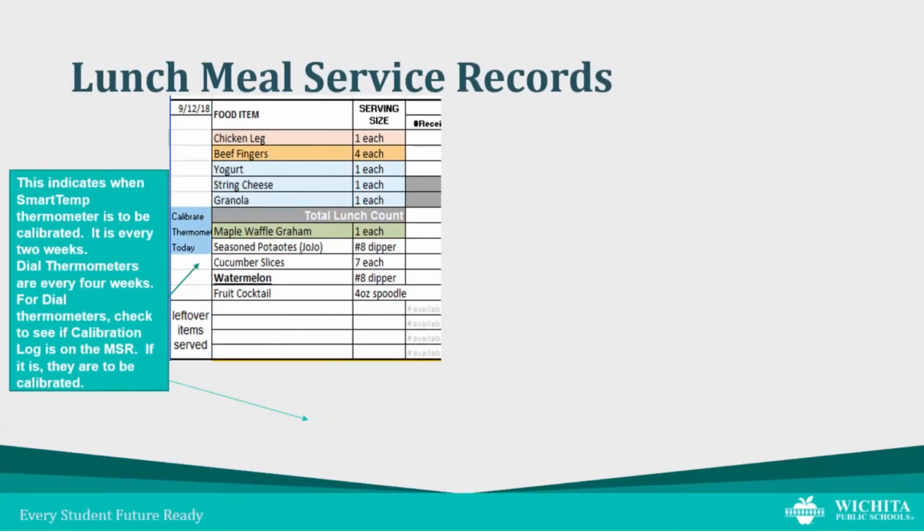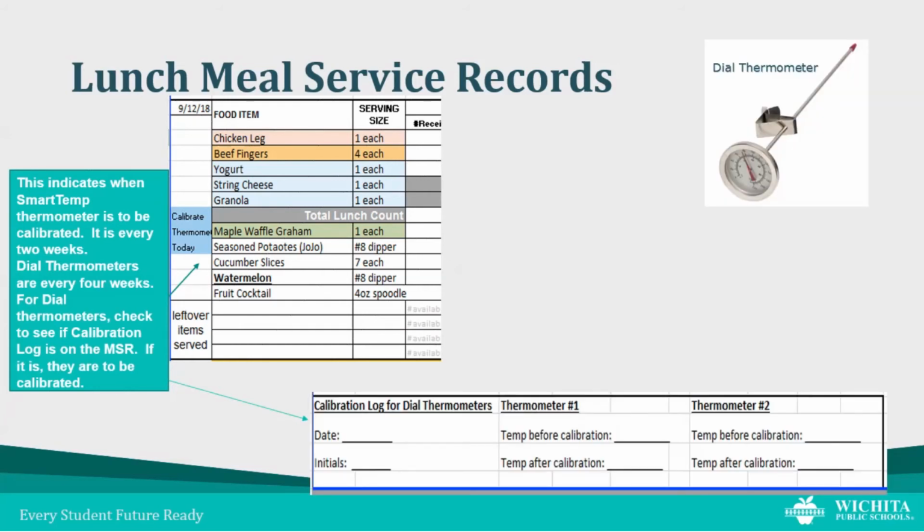The other thing the lunch meal service record will show you is when to calibrate your smart temp thermometer. When you see the blue box beside the meal, that is the day to calibrate your smart temp thermometer. We calibrate them every 2 weeks. For dial thermometers, which we use as a backup, they are calibrated every 4 weeks. So you need to look to see if the calibration log is at the bottom of the meal service record. This will indicate that it's been 4 weeks and it's time to calibrate your dial thermometer.